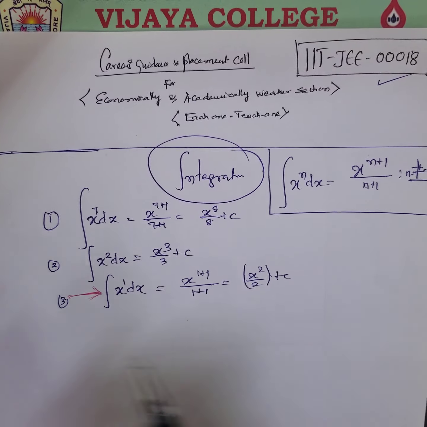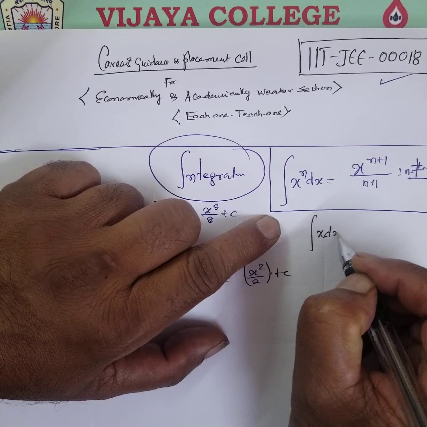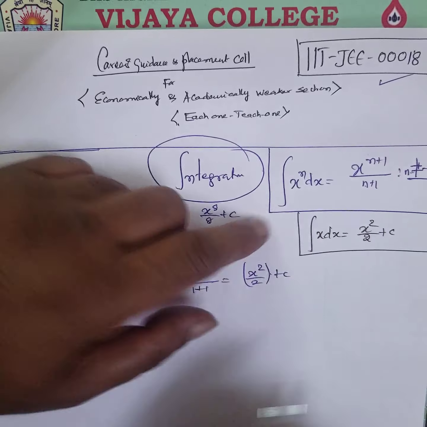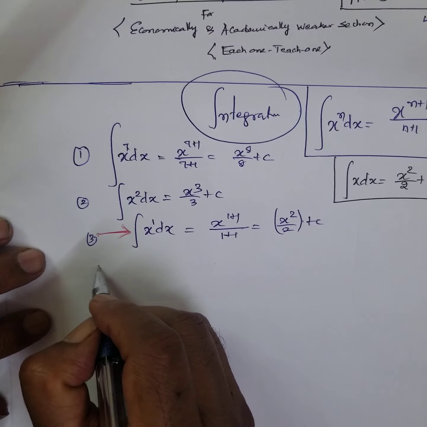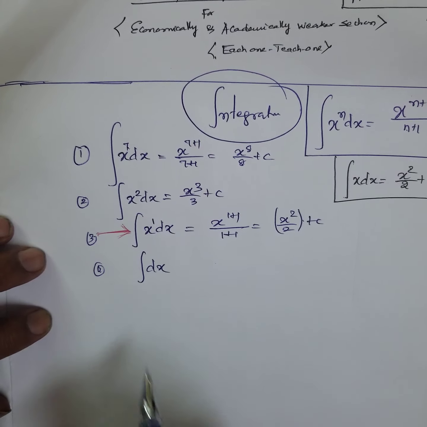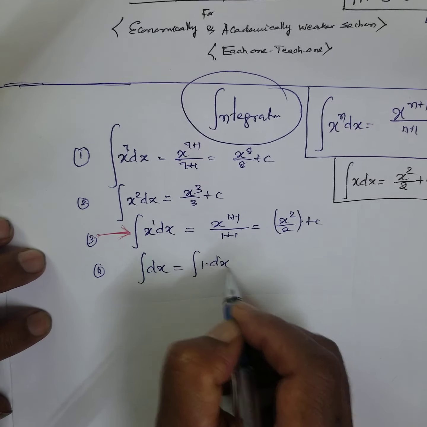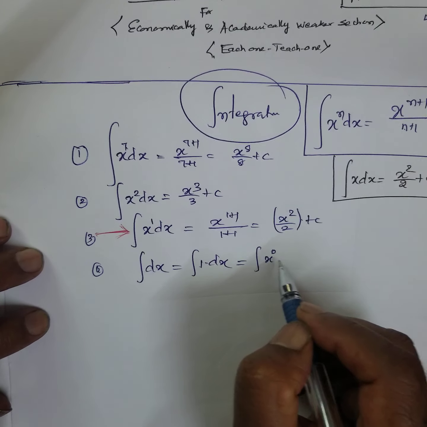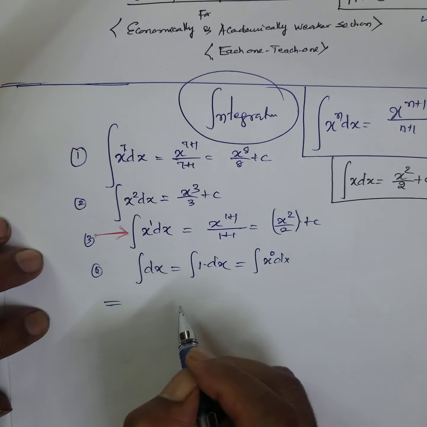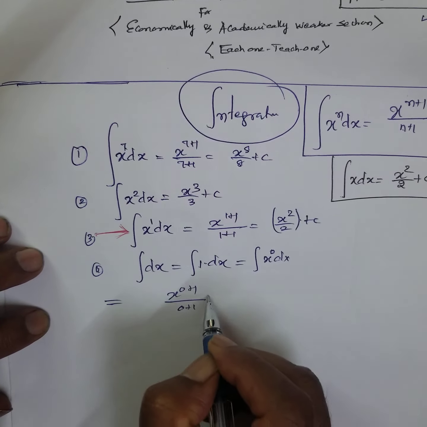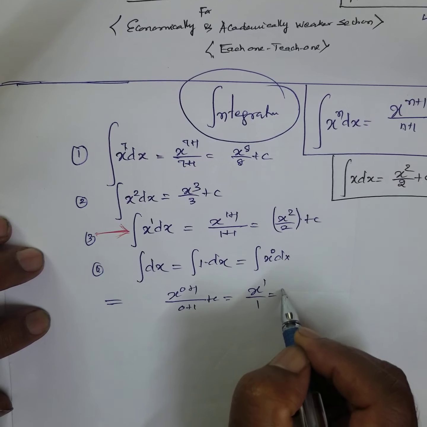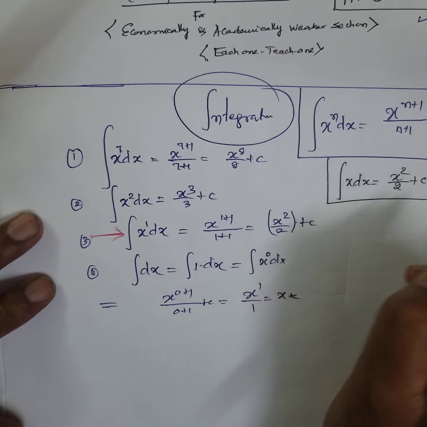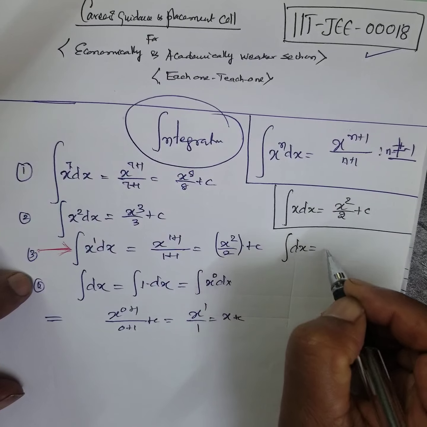Now you know one formula: integration of x dx is equal to x square by 2 plus c. And next, dx. What do you mean by integration of dx? This can be 1 into dx, and anything raised to the power of 0 is what? 1, dx. Therefore, that is equal to x to the power of 0 plus 1, divided by 0 plus 1, plus c, or x plus c. Therefore, a new formula: integration of dx is equal to x plus c.